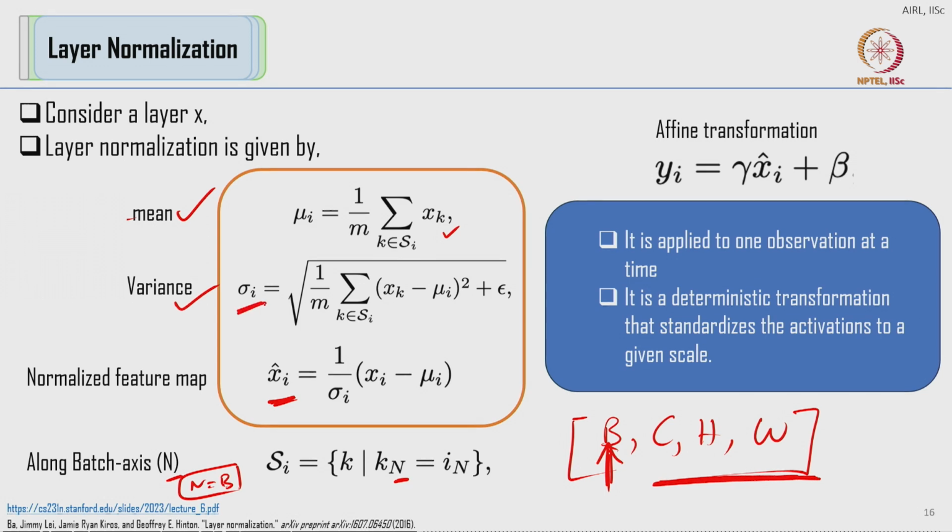Similarly for sigma, right, and then we perform an affine transformation which is y i is given as gamma times x i cap plus beta, right. Now layer normalization is applied to one observation at a time and it is a deterministic transformation that standardizes the activations at a given scale. The important part to remember is that although the operations are similar, they are different across different axes. So layer normalization is across the batch axis.